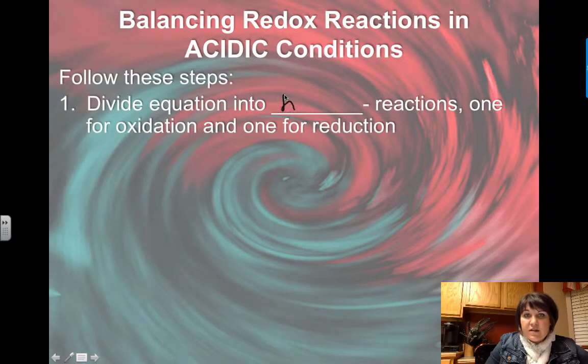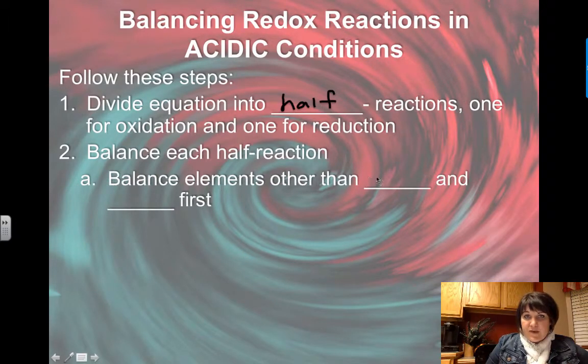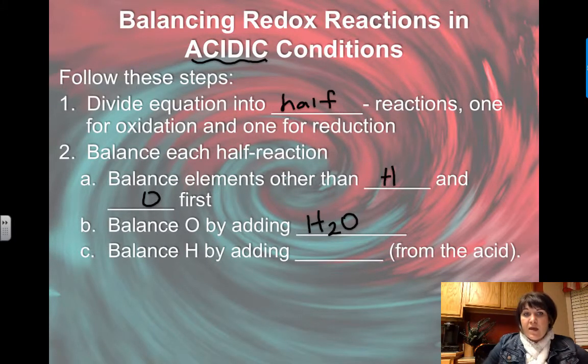First, we divide the chemical equation into half reactions, where we keep track of just one element at a time and see what's being oxidized and what's being reduced. Then we'll balance the half reaction first by balancing any element other than hydrogen or oxygen. We leave those ones for the end. Then I'll balance the oxygen by adding water molecules. The water is going to be in our acid because the acid is an aqueous solution. Then we balance the hydrogen by adding hydrogen ions, which are coming from the acid.